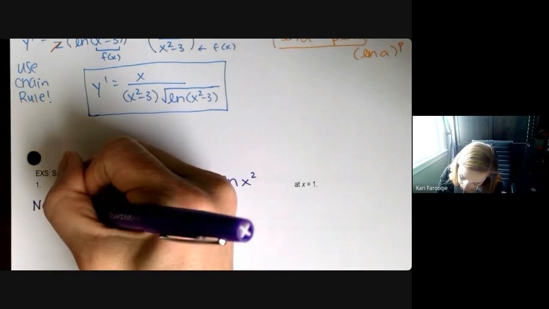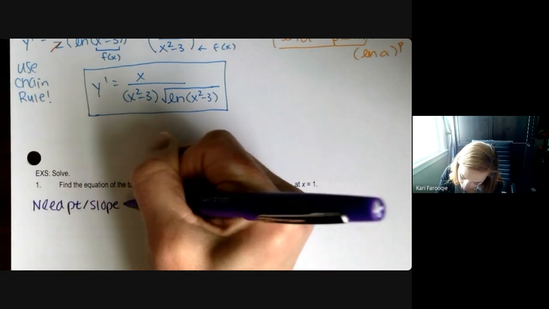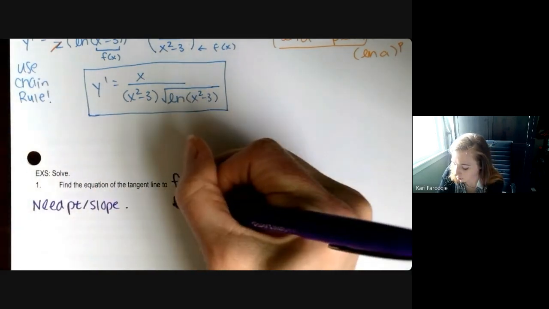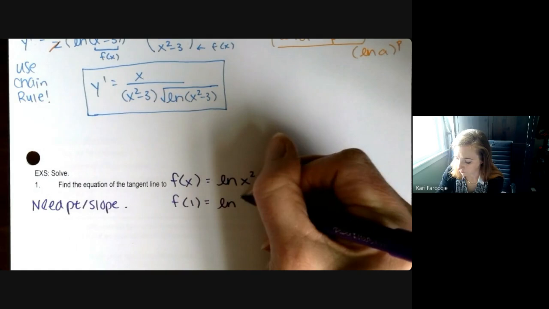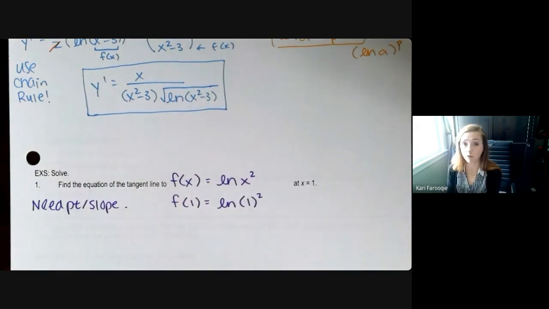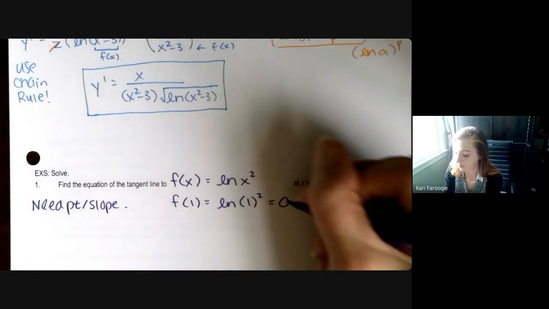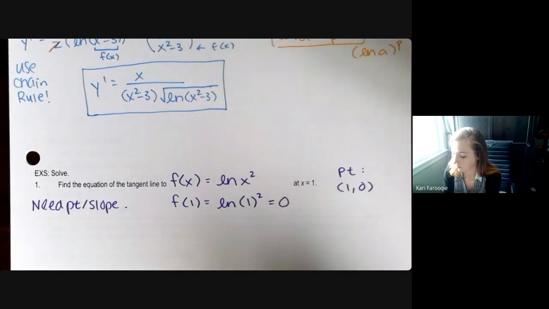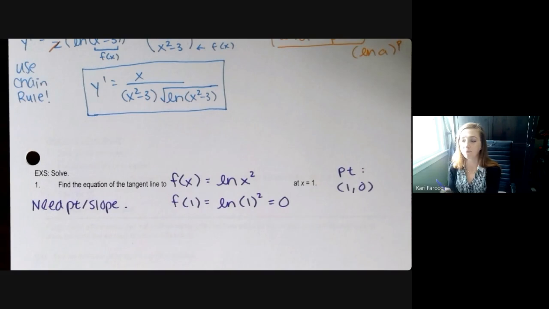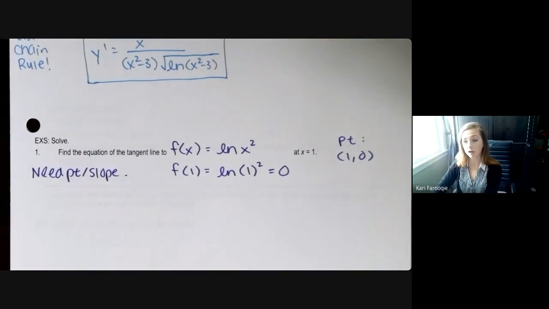So let's say we need a point and a slope. To find the point, we'll find f of 1. And that'll give us the y value. It's the natural log of 1 squared. The natural log of 1 is 0. That's something that was taught to you in section 5.2. You can also put that into your calculator. So now you can say that your point is (1, 0). Okay, so we have that so that later when we're ready to put our point-slope formula together, we've got the point. Let's focus now on finding the slope.